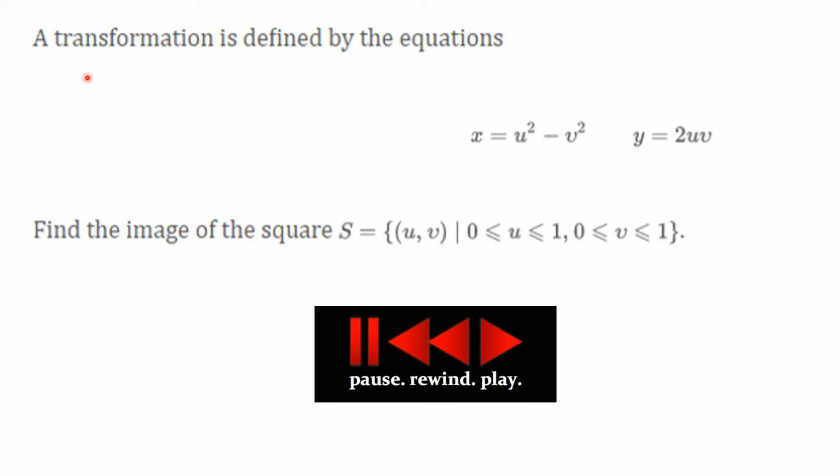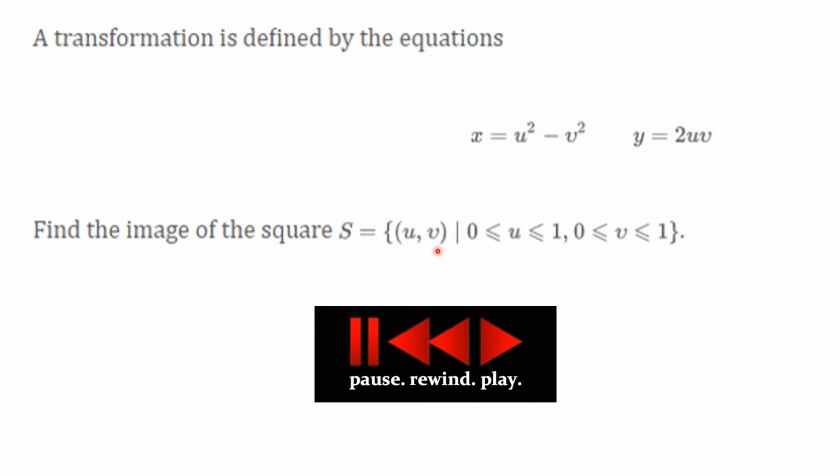So let's practice this just a little bit with an example. A transformation is defined by the equations x is equal to u squared minus v squared, and y is equal to 2uv. We're to find the image of the square, and this is in the uv plane, where u is less than or equal to 1 and v is less than or equal to 1, and both of those are also bigger than 0.